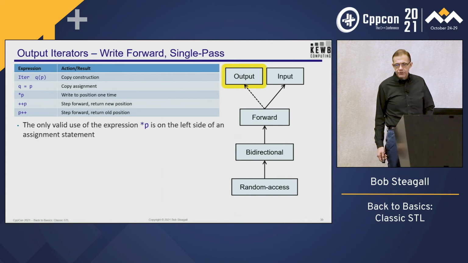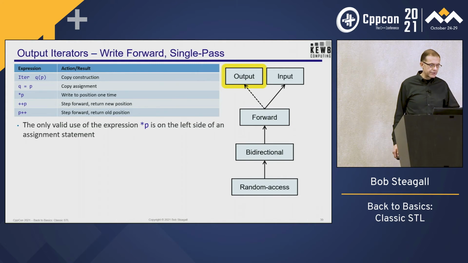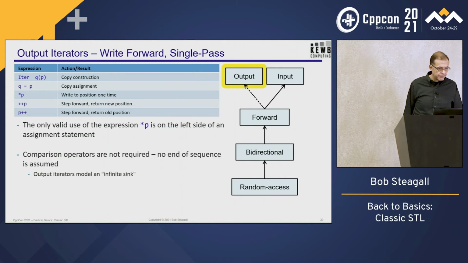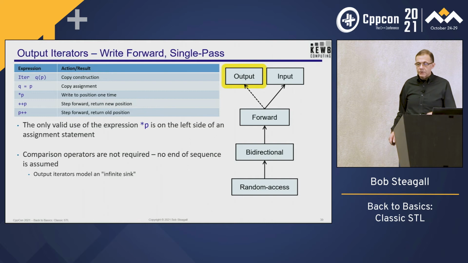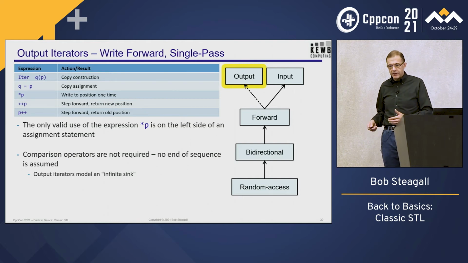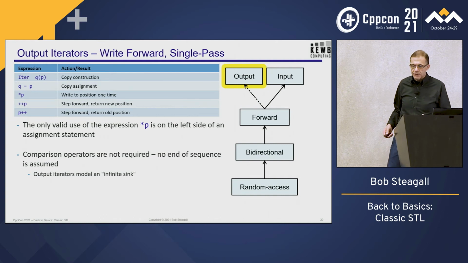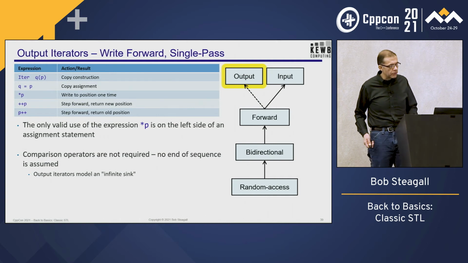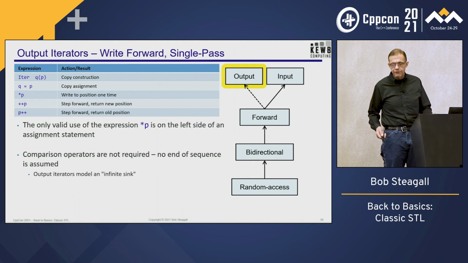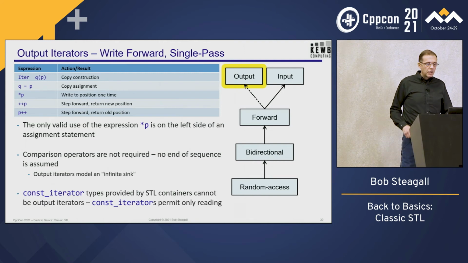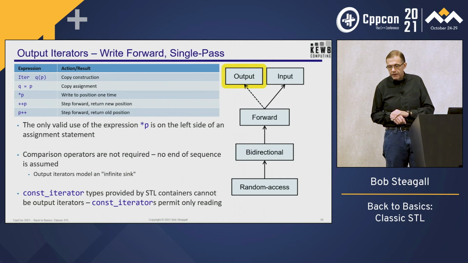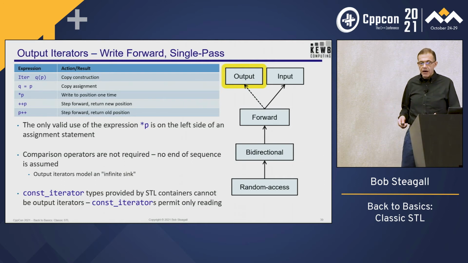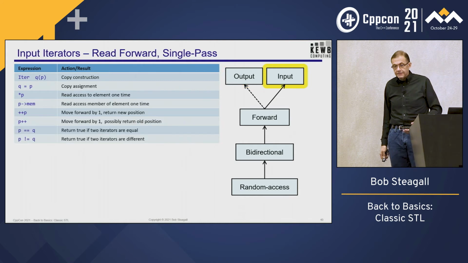The only valid use of the dereference is on the left side of an assignment statement. Comparison operators are not provided for the output iterator interface because there's no conception of the end of sequence. They sort of model the idea, as I said before, of an infinite sink. And by the by, const iterator types that are provided by our STL containers cannot be output iterators because they only permit reading, right? Correct?